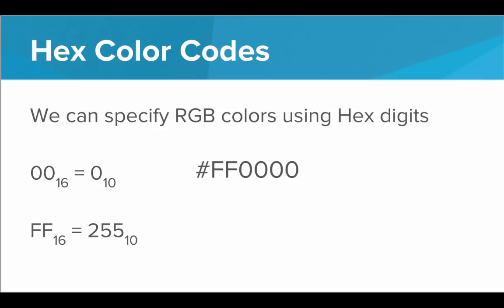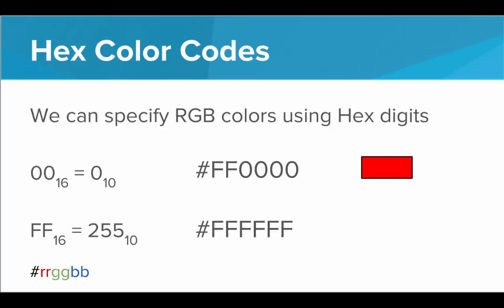If we had the hexadecimal color code, hashtag FF0000, the first 2 hexadecimal digits are specifying the amount of red in the color, the next 2 specify the amount of green, and the last 2 specify the amount of blue. So here we have the red channel turned all the way up to FF, that's the maximum, and green and blue are all the way down at 00, which is the minimum. So this would simply be red. Now what if we had FFFFFF? Now every single color channel, red, green, and blue, is turned all the way up, so this would be white.